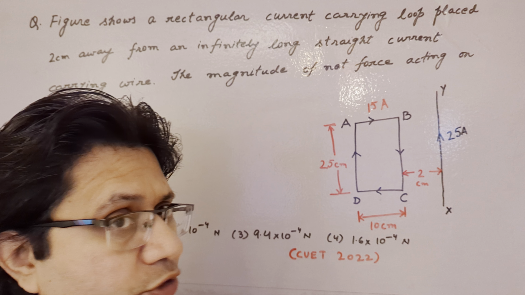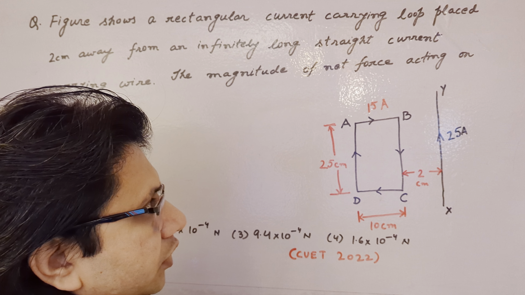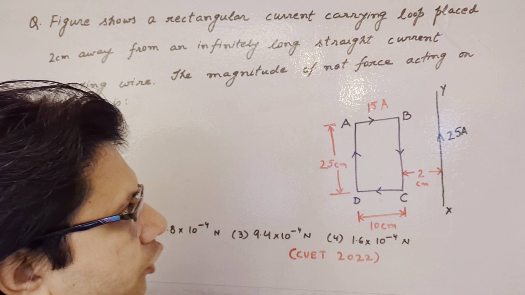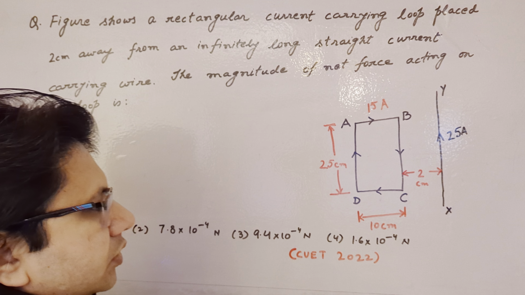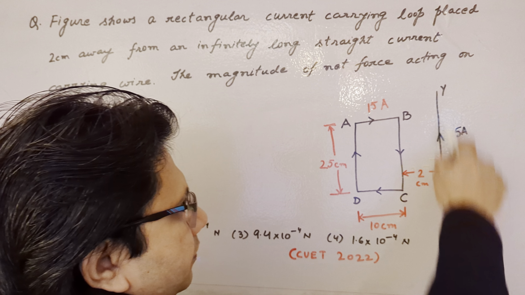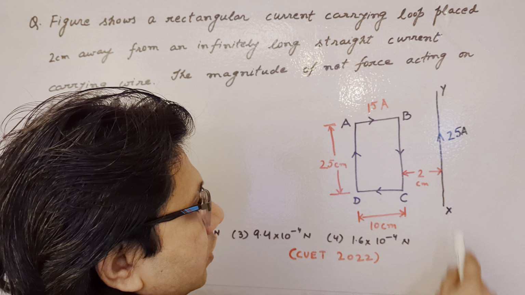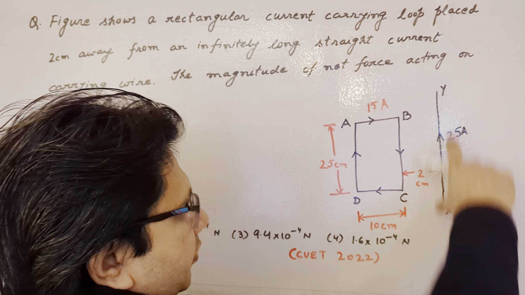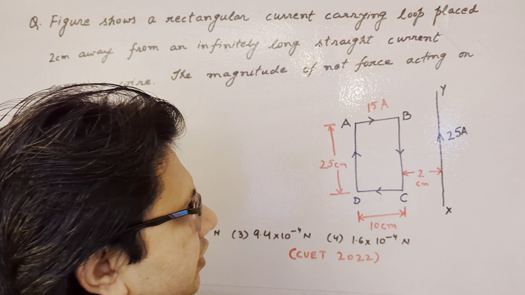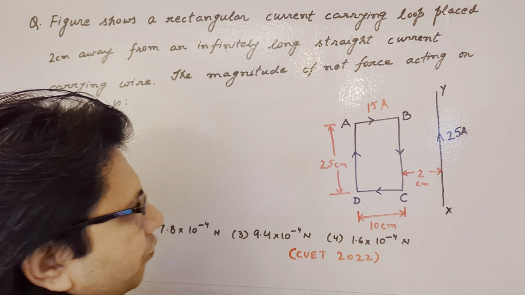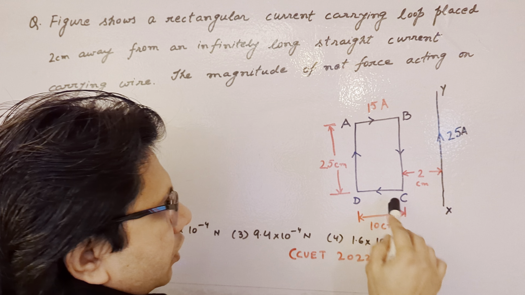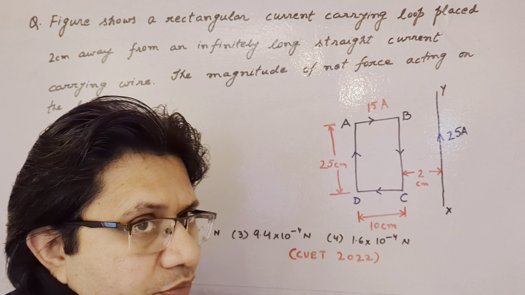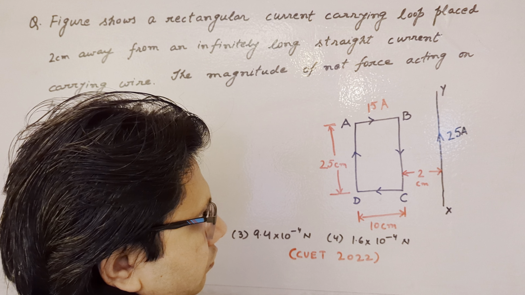So the problem is based on the topic magnetism, and in particular the force between two current carrying wires. Now the situation is this: there is a straight wire, infinitely long, this XY, a segment of this wire. It is carrying a current of 25 amperes, and there is a current carrying rectangular loop placed at a certain distance from the long wire.